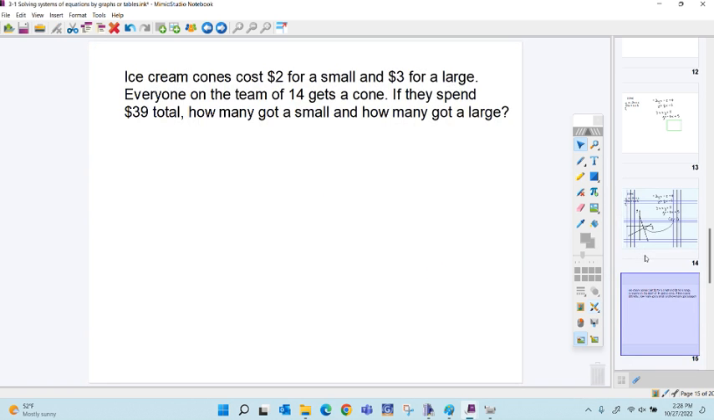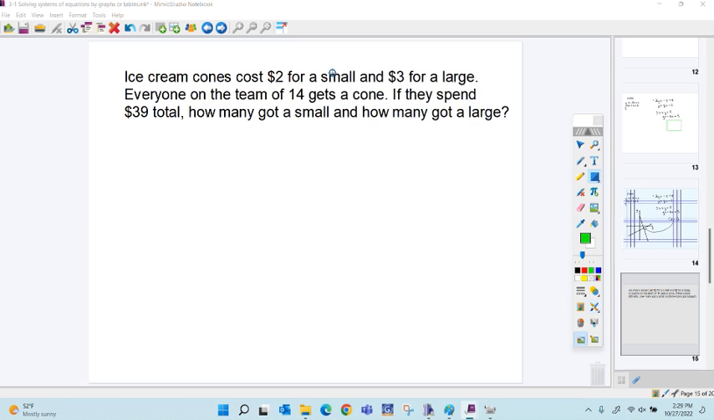Okay, so let's take a look at this word problem. Ice cream cones. Wait, ice cream can use systems of equations? Yes. Ice cream cones cost $2 for a small cone and $3 for a large cone. I would never solve this by graphing, by the way, but we'll just go with the setup for this problem. I think we don't end up solving this with graphing anyway.